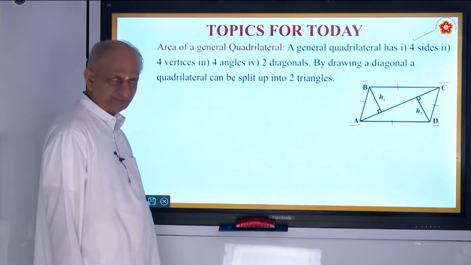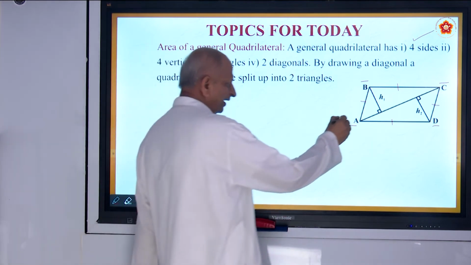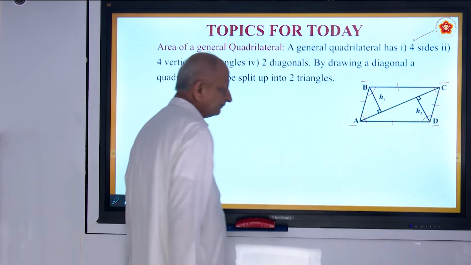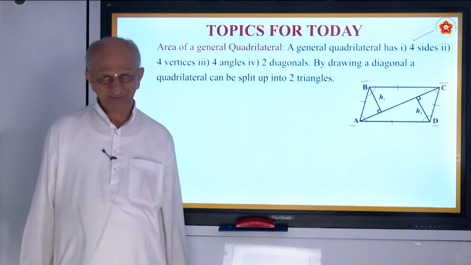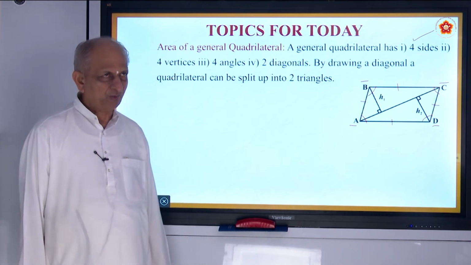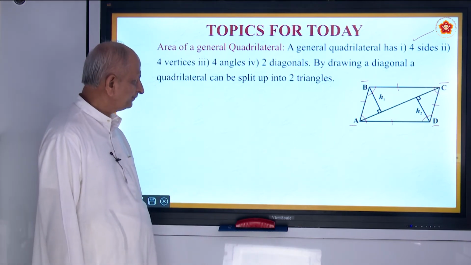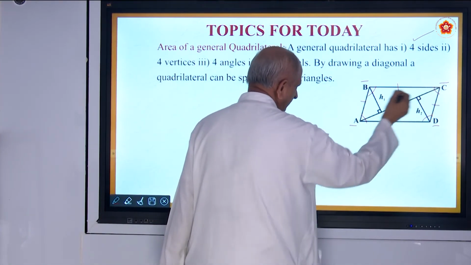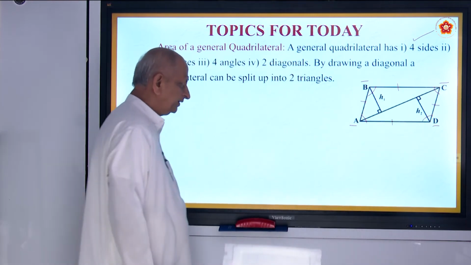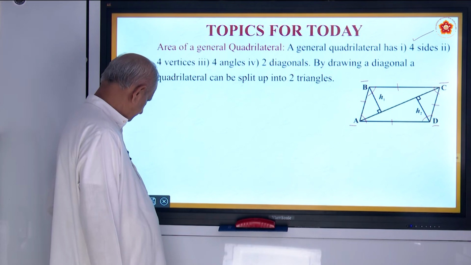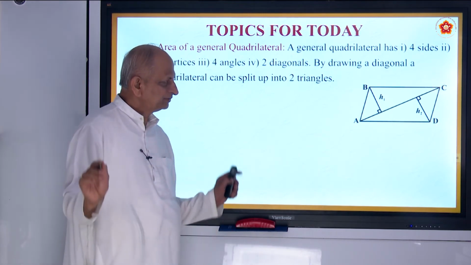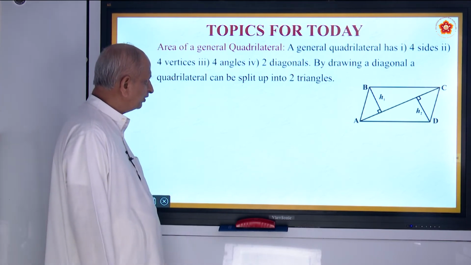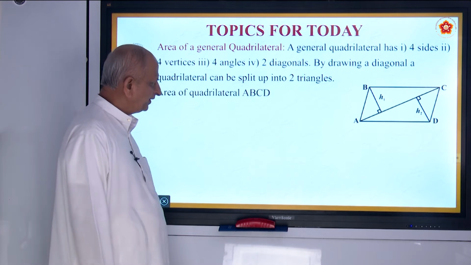And 4 angles. What are the angles? Angle A, angle B, angle C, angle D. What is the sum of all the angles? 360 degrees or 4 right angles. Correct? And it has 2 diagonals. What are the names of the diagonals? AC and BD. Correct? There are 2 diagonals. And these are the parts of an ordinary or general quadrilateral. Now we will try to find a formula.